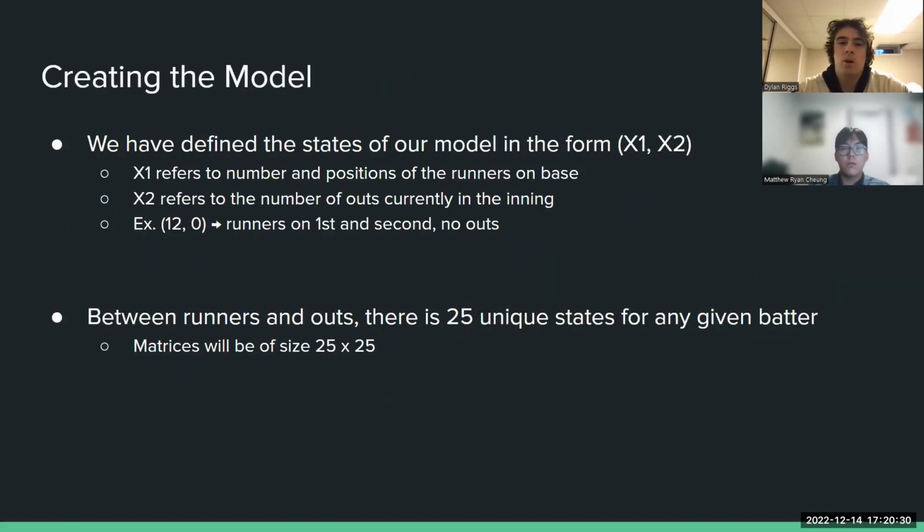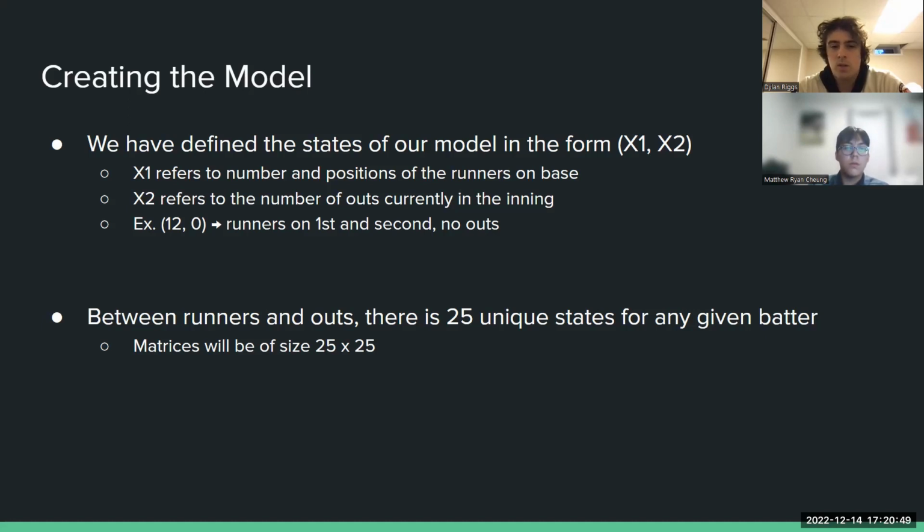So to create our model, we had to define our states of X1 and X2. X1 is a number and the positions of the runners on base. So in the example here, we have 1, 2, which means there's a runner on first and second. If it was 1, that would mean there's a runner on first. 0 means there are no runners on base.